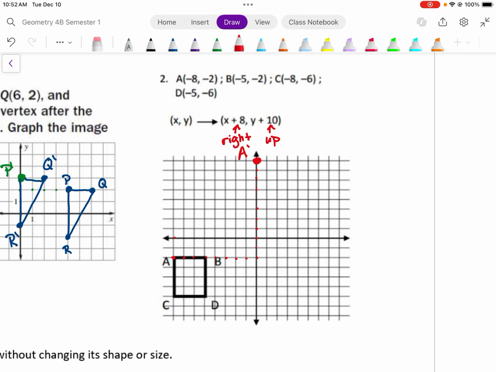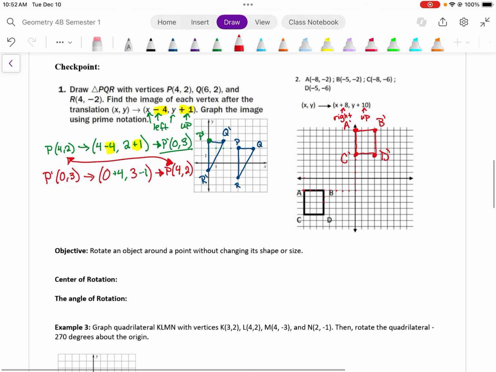And the size of our shape isn't going to change. So that means B should be 3 to the right of it. And then 1, 2, 3, 4. D should be 1, 2, 3, 4 below it. So again, our shape size does not change. So once you know where one point is, you should be able to figure out where the rest is. So make sure you check the graph on that one.